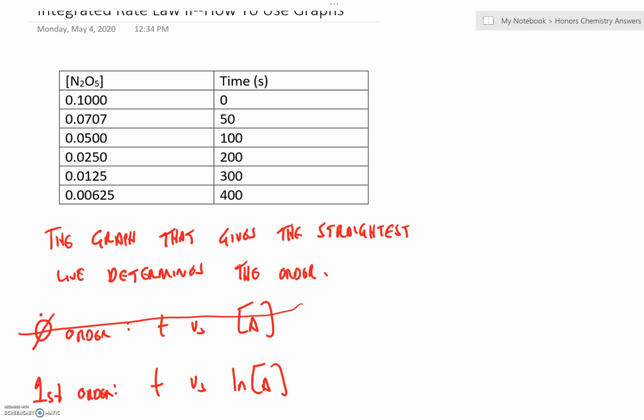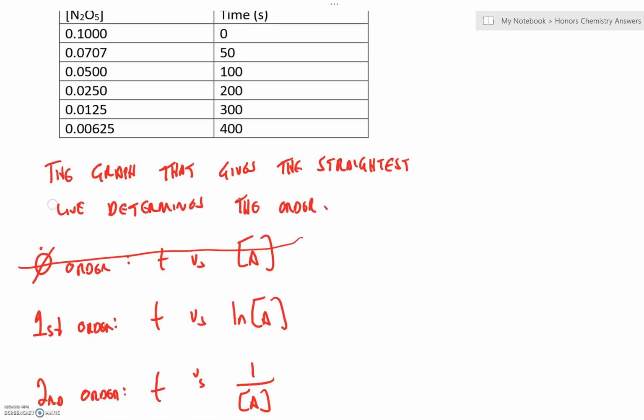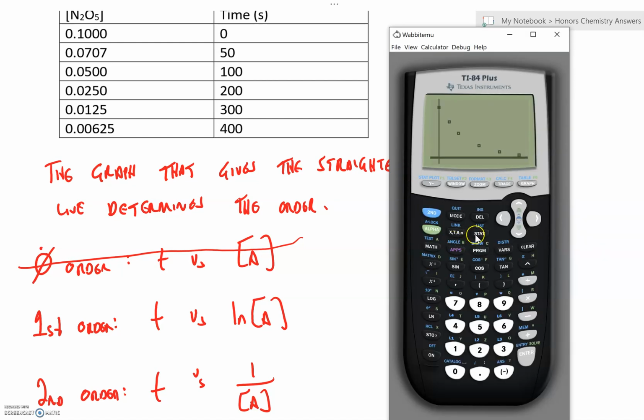So the next logical step is we're going to take this data and graph time on the X versus the natural log of the concentration of A. Here's how we're going to do that. We're going to go back to statistics, and we're going to select edit. And we're going to scroll up here to column L3. Notice that when I am highlighting L3 up here, down here it says L3 equals. Well, it's asking you to tell the calculator what you want the data in L3 to equal. I want the data in L3 to equal the natural log of the data in L2.